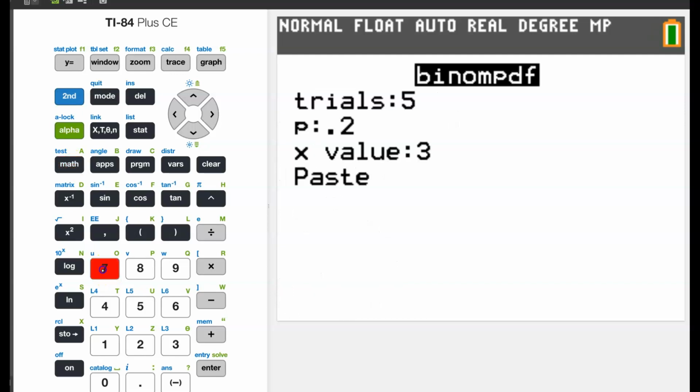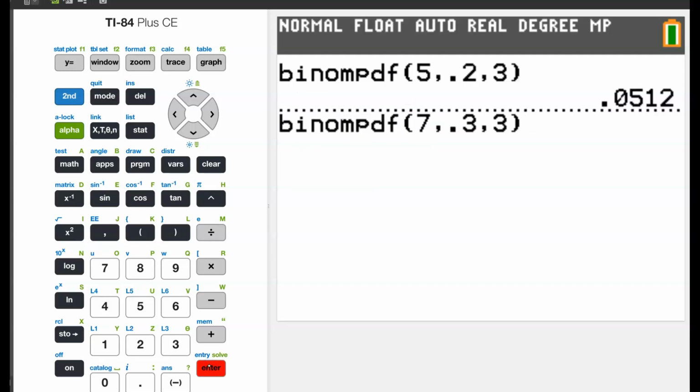And there were 7 trials. The probability of success was 0.3. And I wanted 3 successes. I'm going to move down to paste. Some of the other TIs, it'll show up Binomial Pdf. You put a 7, comma, 0.3, comma, 3. So the commands are number of trials, probability of success, and how many successes you want.